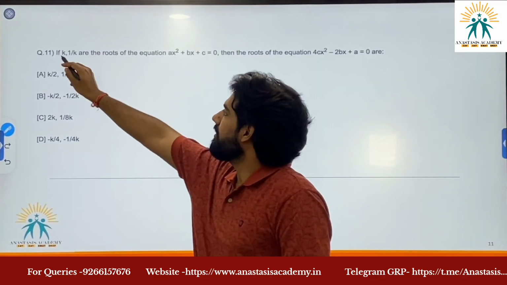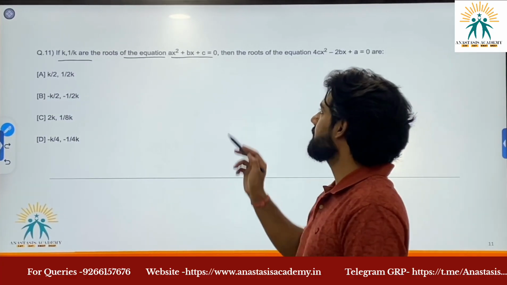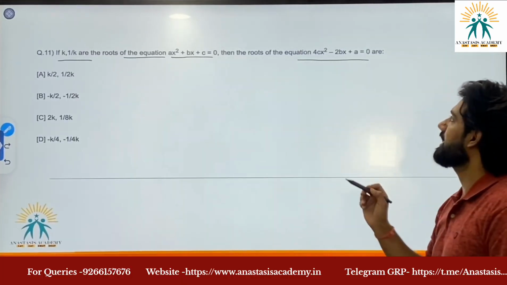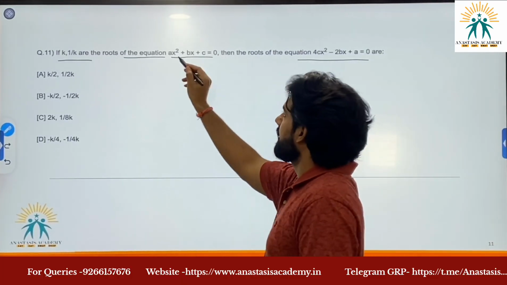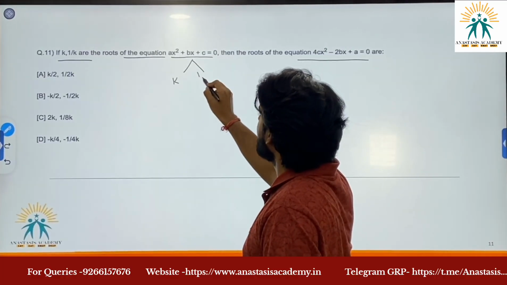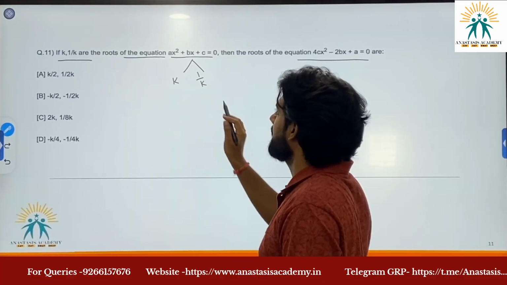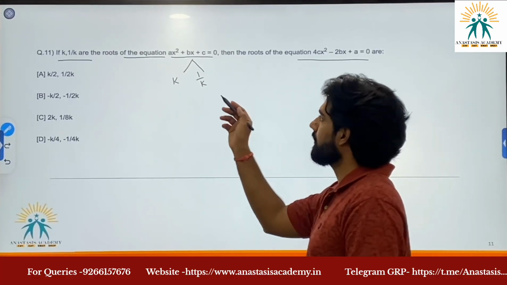If k and 1 upon k are the roots of the equation ax² + bx + c = 0, then the roots of the equation 4cx² − 2bx + a = 0 are. So this is the equation and roots of this equation are given as k and 1 upon k. So from here I can write two things about this equation, sum of the roots and product of the roots.